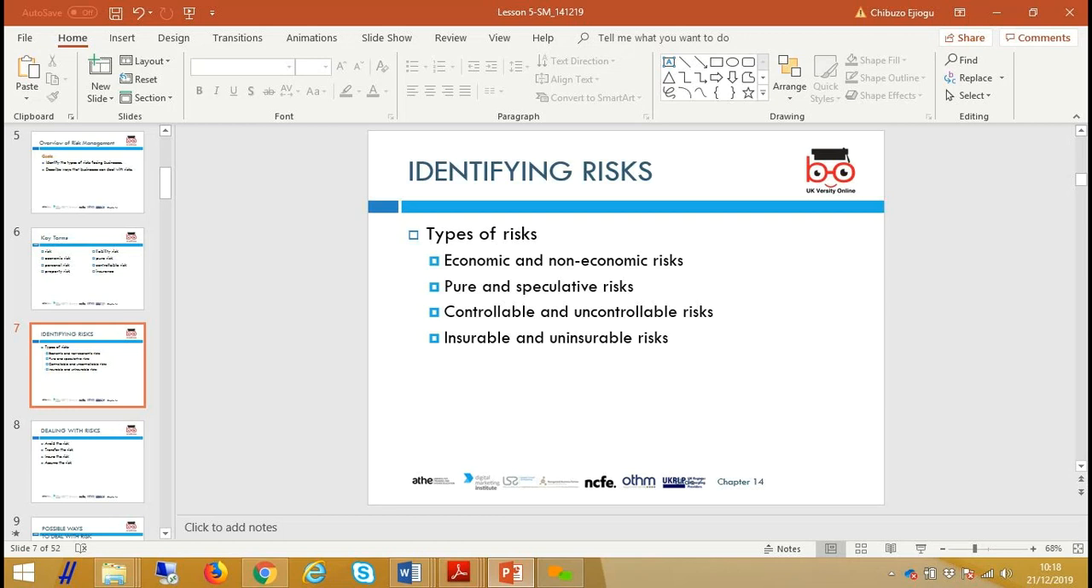Non-economic risk is risk that affects you but is not directly monetized. So for instance, risk to your reputation as an organization, risk to your brand. It's difficult to put a quantitative monetary figure on it, right?